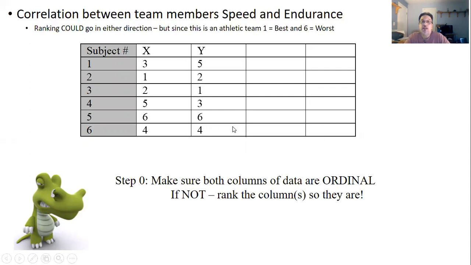Make sure both columns of data are ordinal. If not, rank the data columns so that they are. All right, we've already done that. This one is presented in ranked data, so technically this is a step, but in this case, this is actually step 0. Now, I did grade this out to identify that this is the subject column.